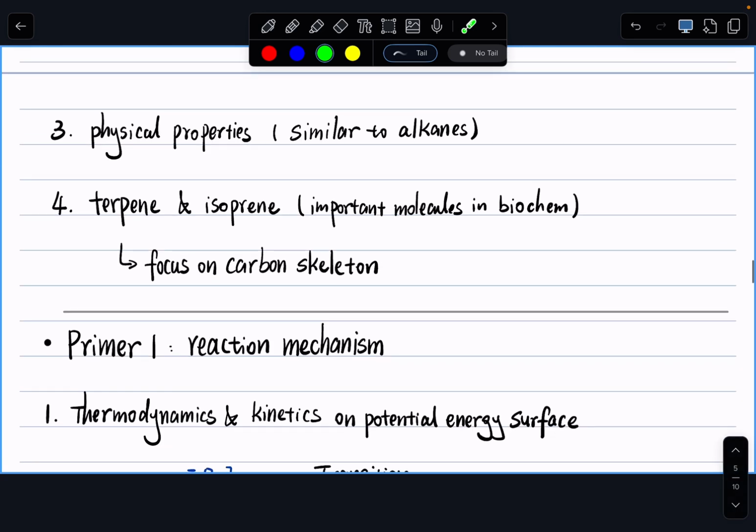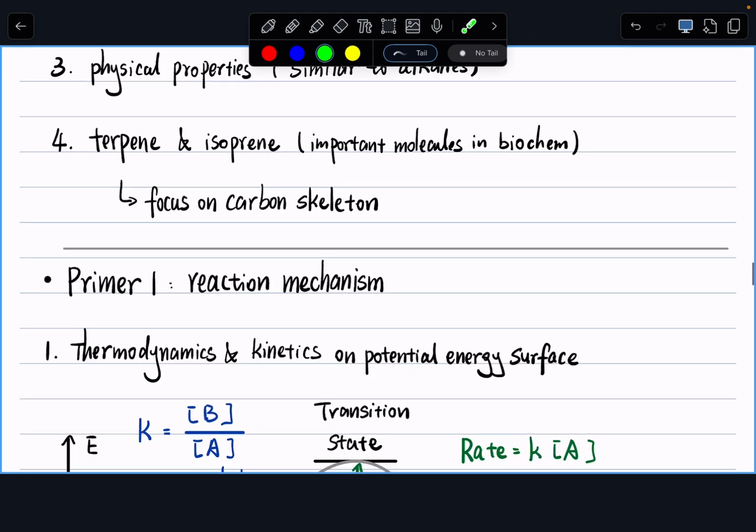All right, and physical properties are pretty straightforward. Terpenes and isoprenes, just focusing on the skeleton. And for the isoprene, they do have double bonds. I don't care about how you draw the terpene structure, and I don't care how you draw the isoprene structure, just find a breakpoint.